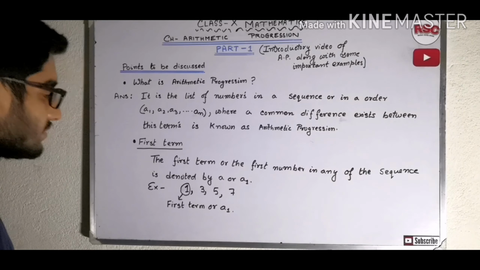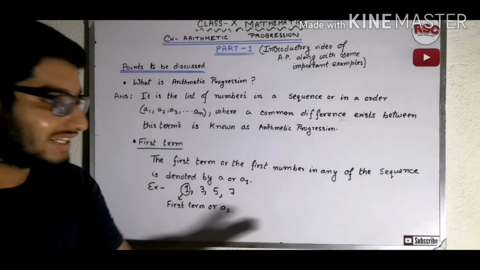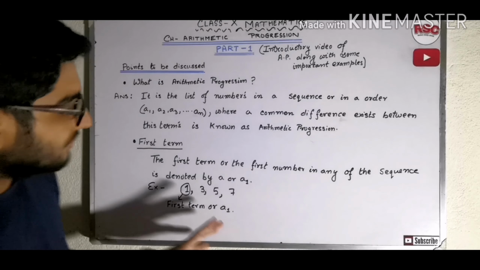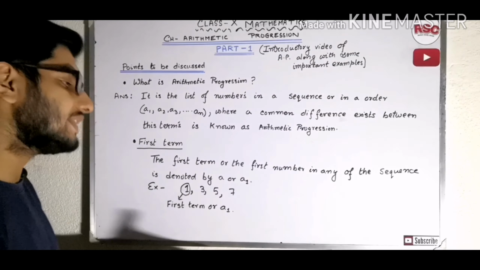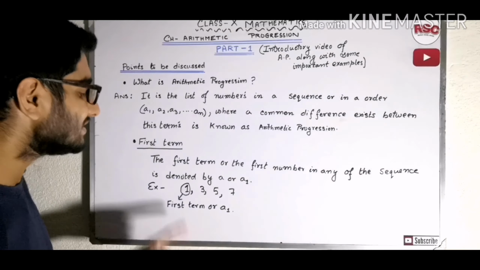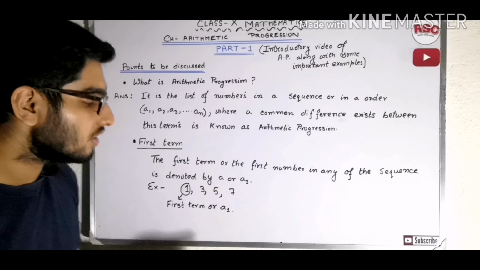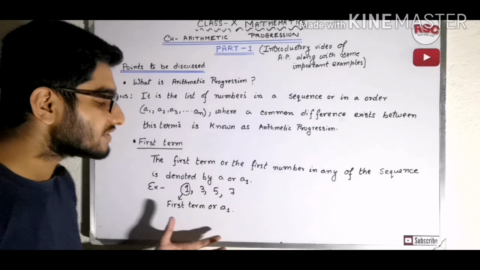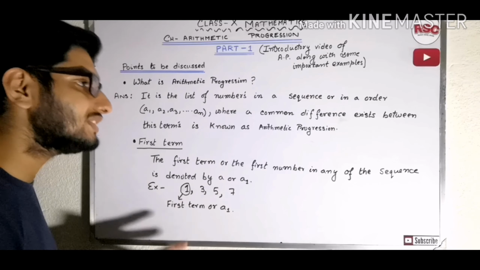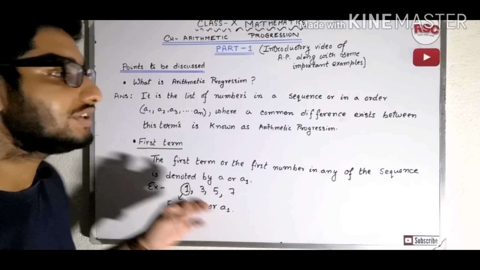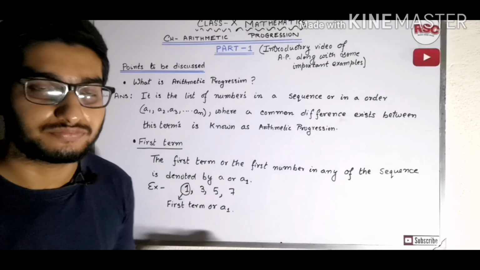Now coming to the first term. The first term is the first number of any sequence, which is denoted by a or A1. It is the first term of any AP. So in this case 1, 3, 5, 7, 1 is the first term or A1. In any sequence, the first numeric value is the first term.